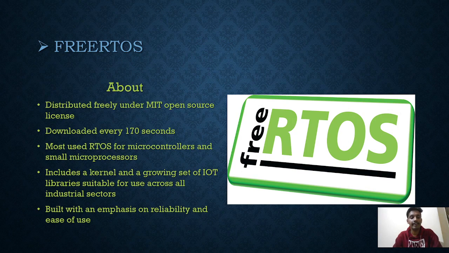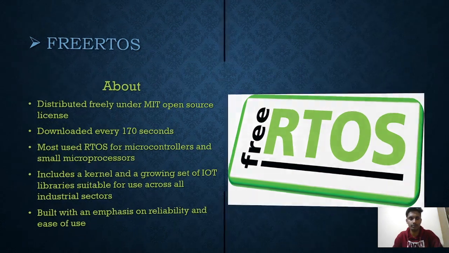It's downloaded every 170 seconds. Like, every 170 seconds, a person actually downloads FreeRTOS, which is very good. It is the most used RTOS for microcontrollers and small microprocessors. Obviously, it gets downloaded every 170 seconds, so it's the most used RTOS for microcontrollers. It includes a kernel and a growing set of IoT libraries suitable for use across all industrial sectors, built with an emphasis on reliability and ease of use.